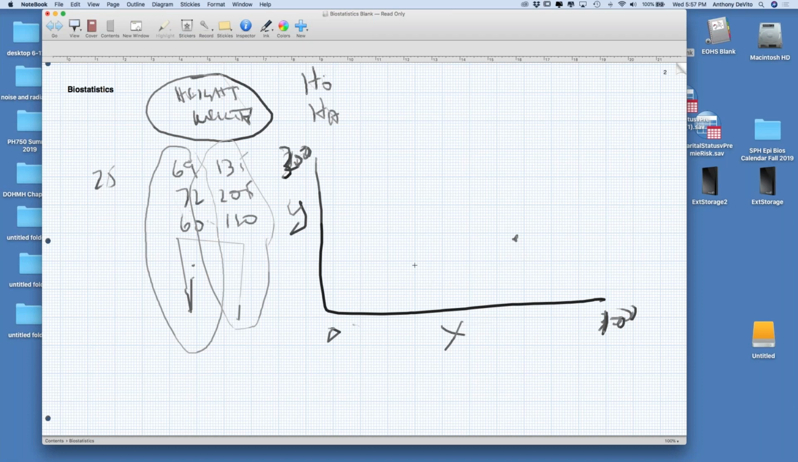And then I'm going to plot each one of these. Right, so there's a dot there, there's a dot there, there's a dot there. And I can see that there is a linear relationship here. As the height goes up, a person's weight tends to go up also.